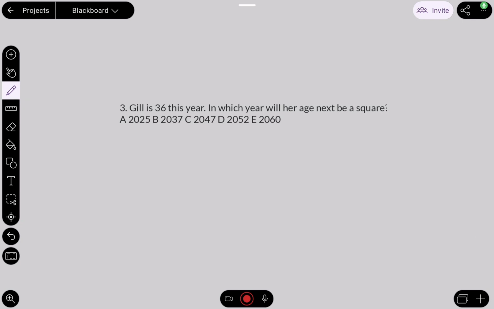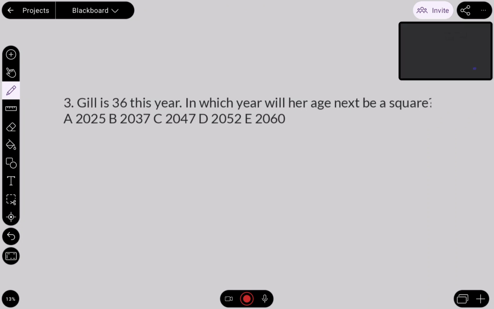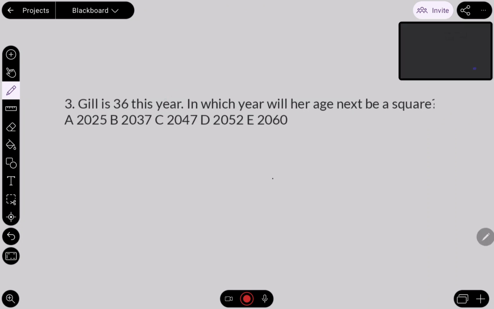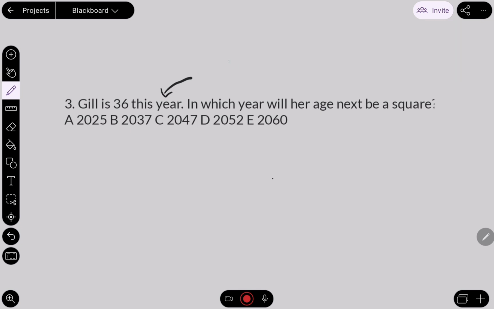Jill is 36 this year. In which year will her age next be a square? You have 3 seconds to answer the question. Okay, now, Jill is 36 this year. Now, this is a 2024 paper, and if they mention this year, think of it as the year that they took the paper in. And I know it's 2025 right now, but this year would be 2024.